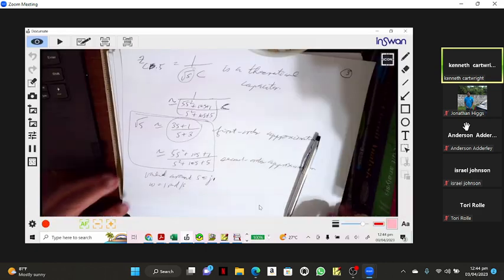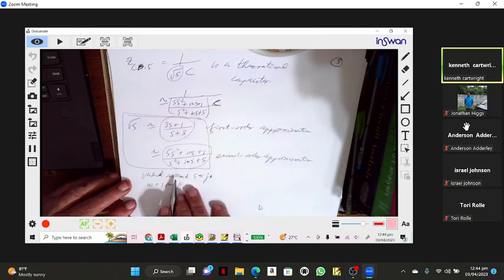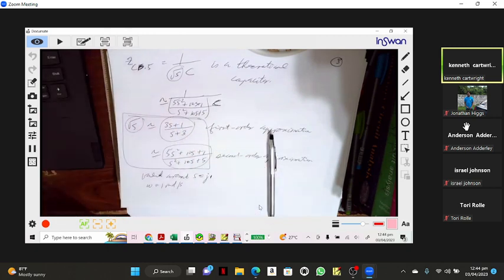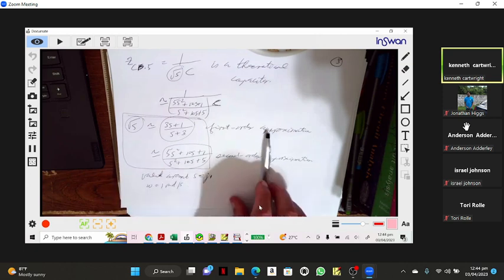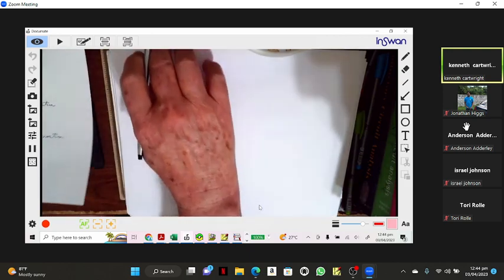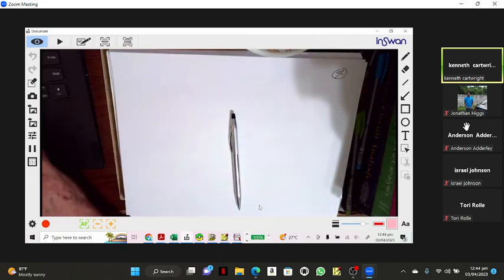What I just showed you is that this is a good approximation for the square root of S for frequencies around 1 rad per second. All right, now let's see how we use that to actually build a capacitor, a fractional capacitor. Give me a second, please.